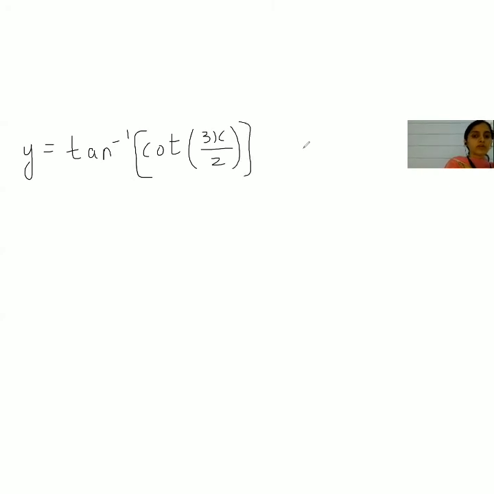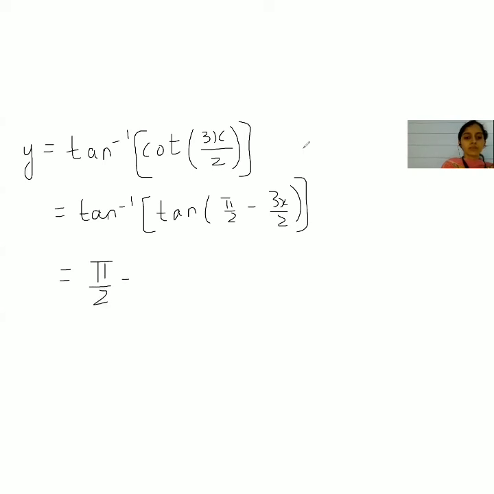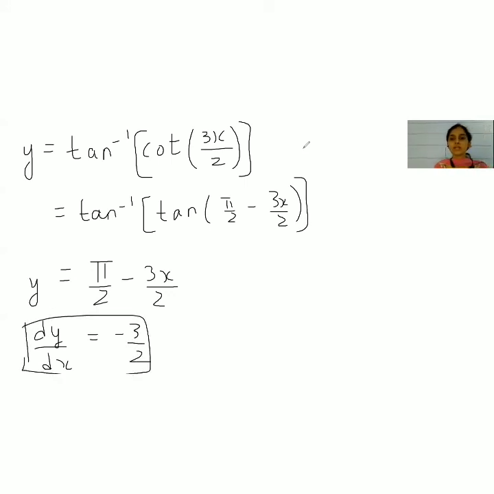Okay, what we can write about cot, we'll write the complementary angle of it so that we get tan inverse tan in the bracket. So tan of pi by 2 minus 3x by 2. Right. What have we used? The complementary angle tan 90 minus theta is cot theta. Okay, and then tan inverse of tan theta is theta. Right. So y is equal to pi by 2 minus 3x by 2. dy by dx will be equal to minus 3 by 2. Okay, this is the 8th one. Okay, let us move to the 9th one.